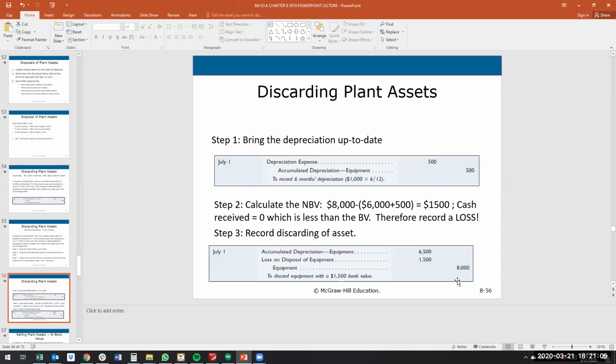We know the equipment's worth 8,000. We have to get it off the books, so we credit the asset to remove it. We have to debit the accumulated depreciation that's remaining. And for the difference, we know there has to be a debit because debits have to equal credits. So that debit is going to be the difference.